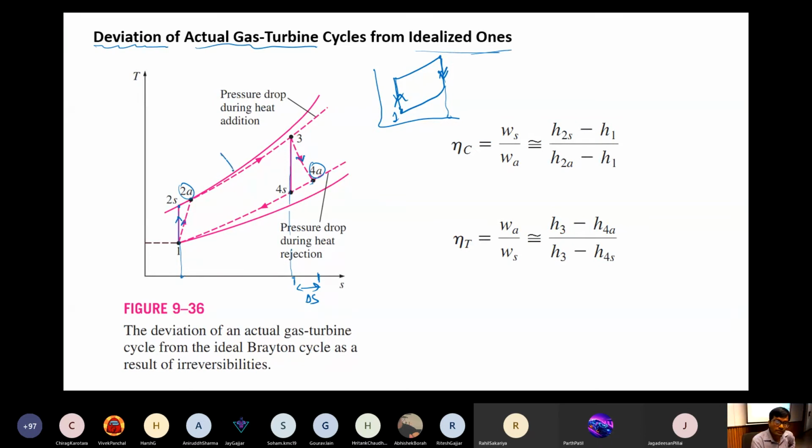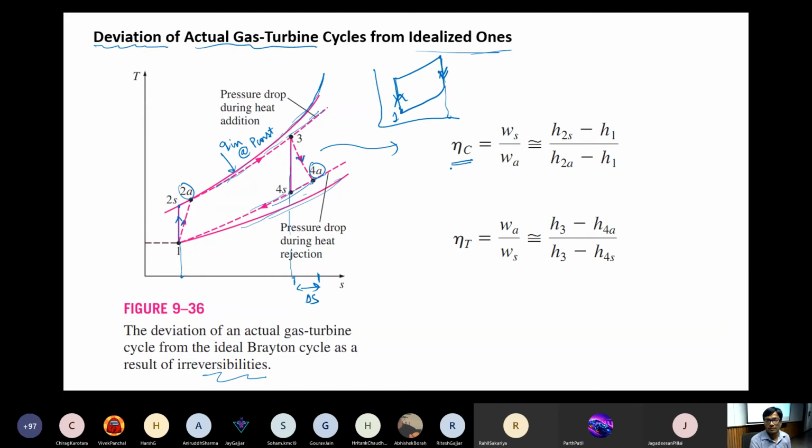Moreover, we talk about heat addition at constant pressure. That also doesn't follow. So this is your constant pressure plot curve, but it deviates and it comes here. Similarly here also the pressure plot doesn't follow properly. So in turn, what you expect you will not get. So there is a deviation which you should remember, because of these irreversibilities that are there in your turbines and compressors.